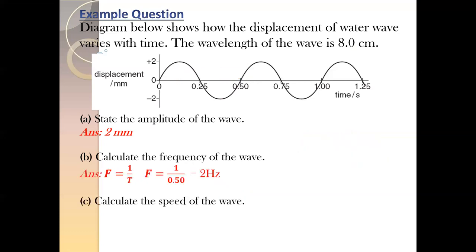And then calculate the wave speed. We have the formula V equals F lambda. As the wavelength is given in centimeter, our final answer is centimeter per second. If the wavelength was in meter, then our final answer will be meter per second.